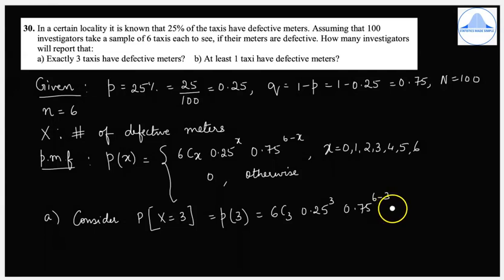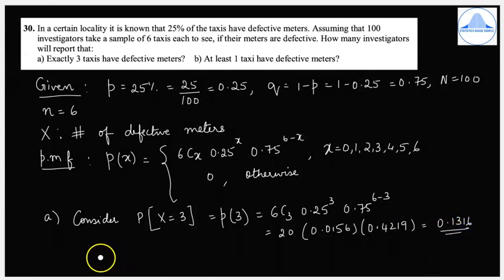So if we simplify, we get 6C3 is 20, 0.25 cubed is 0.0156, taking 4 places after rounding off. Then 0.75 to the power 3 is 0.4219. So we get the probability of 3 defective meters is 0.1316. But the question is to find out how many investigators will report that exactly 3 taxis have defective meters.